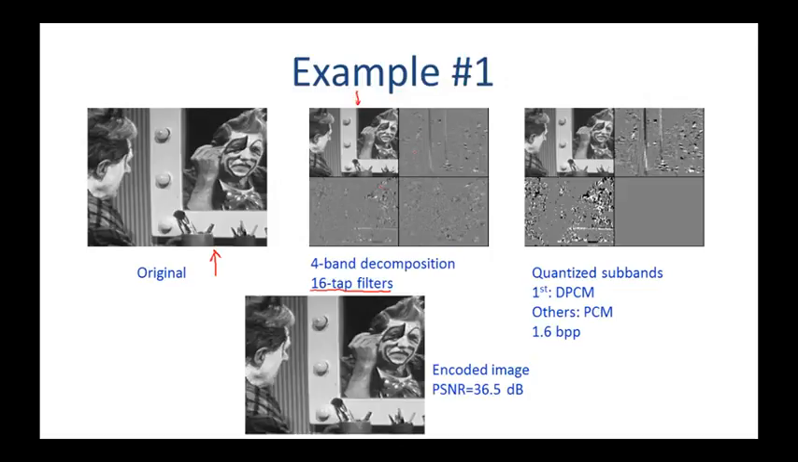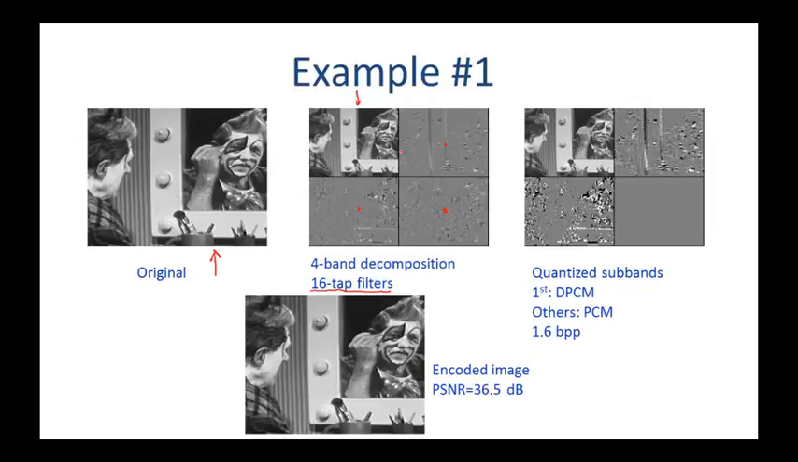These are the LH and HL bands, so they show the high frequencies in the horizontal and the vertical direction. And this is the HH band, which shows the high frequencies in both directions. By and large, you see some structure, of course, in the low frequency band, and then in the LH and HL bands, and the HH band by and large looks like white noise, doesn't have much structure in it.